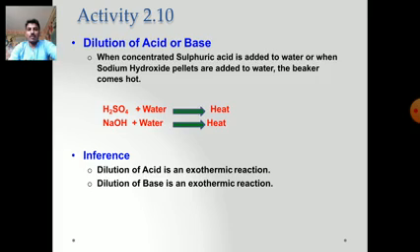Activity 2.10, dilution of acids or bases. When concentrated sulfuric acid is added to water, or when sodium hydroxide pellets are added to water, the beaker becomes hot. H2SO4 plus water gives heat, and NaOH added to water also gets heated. What is the inference? Dilution of an acid is an exothermic reaction, and dissolving a base is an exothermic reaction.